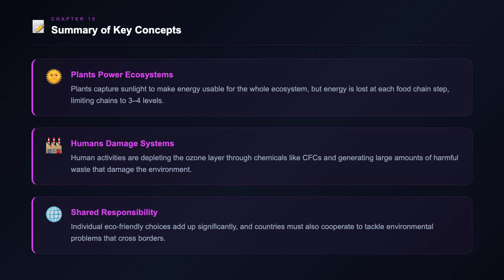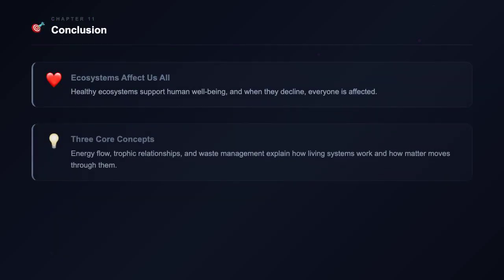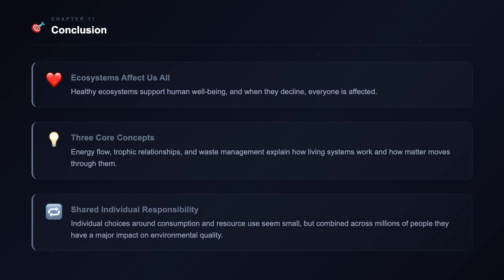Countries must also work together to solve environmental problems that cross borders. Chapter 13 explores how environmental systems work and their connection to human well-being. When ecosystems are healthy, people thrive, but when they decline, everyone is affected. The chapter covers 3 key concepts: energy flow, trophic relationships, and waste management. These concepts show how living systems work and how matter moves through them. Understanding these ideas helps us think about environmental problems and find sustainable solutions.